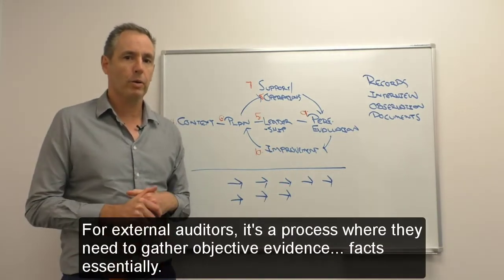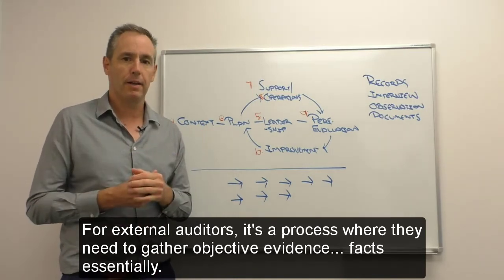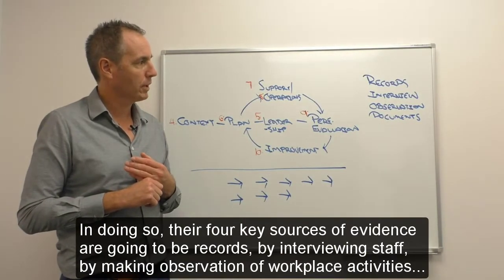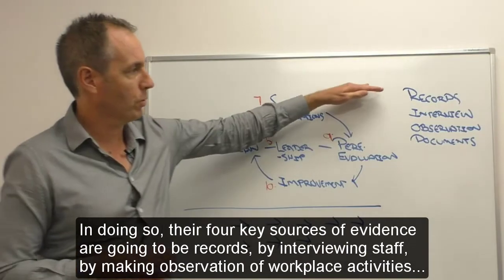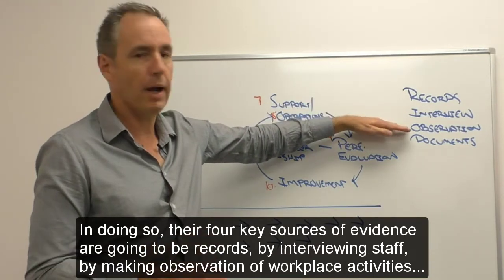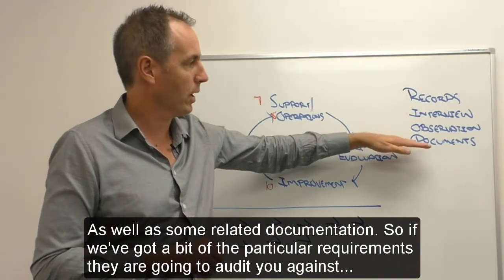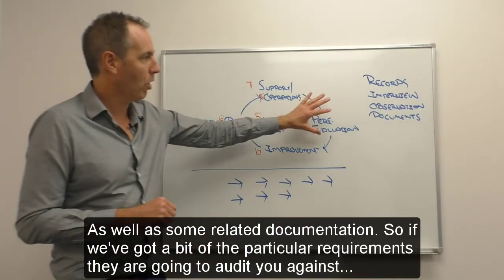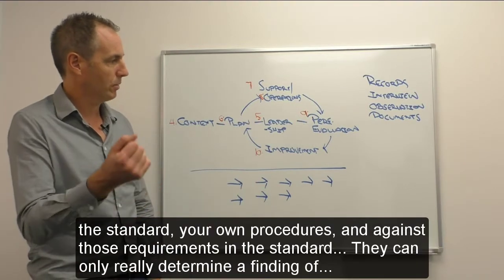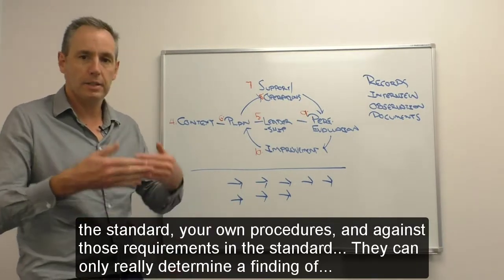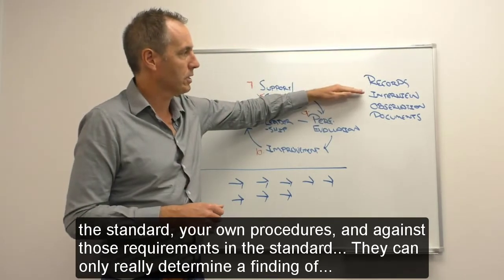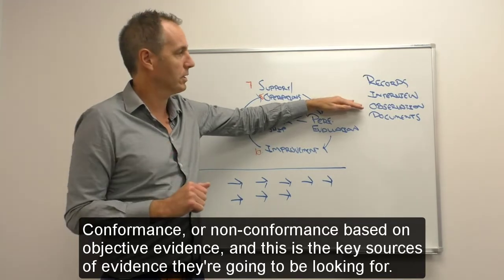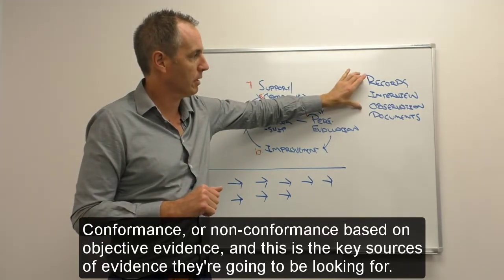Now for external auditors, it's a process where they need to gather objective evidence, facts essentially. In doing so, their four key sources of evidence are going to be records, interviewing staff, making observations of workplace activities, as well as some related documentation. So they are going to audit you against the standard and your own procedures. They can only really determine a finding of conformance or non-conformance based on objective evidence, and these are the key sources of evidence they're going to be looking for.